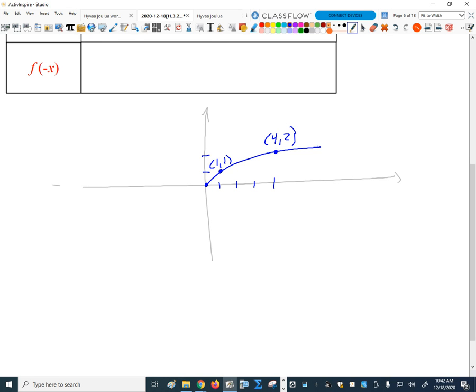Okay, let's do a couple things. Let's look at this first. Let's take, if that's f of x, or that's p of x, how about for parent graph?